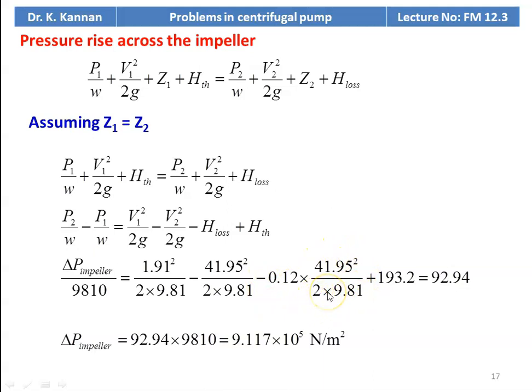So velocity head at the outlet equal to V2 square by 2g. So V2 equal to 41.95. So calculating, this is 92.94. Calculating again, delta P of the impeller equal to 92.94 into 9810 equal to 9.117 into 10 power 5 newtons per meter square. So the pressure rise across the impeller is 9.117 into 10 power 5 newtons per meter square.